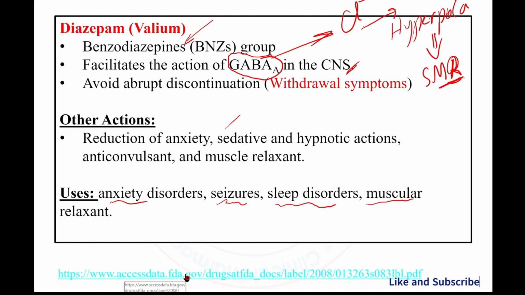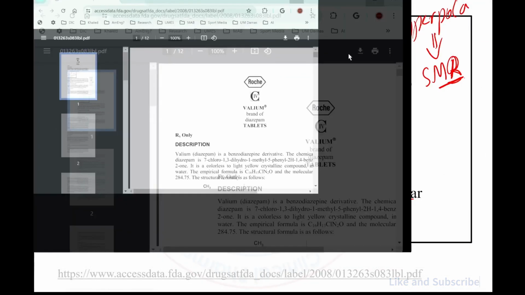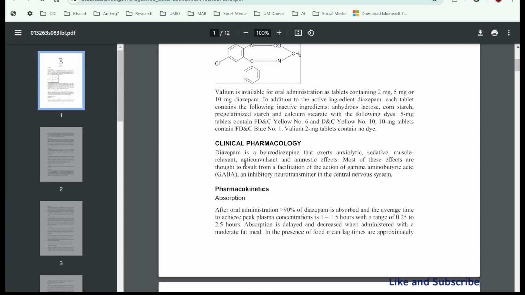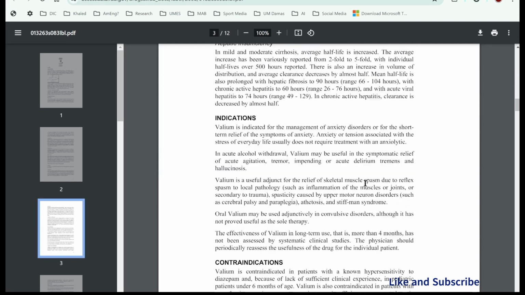Let us click on the link here, and this takes us to the drug prescription. This is 12 pages about diazepam. You can read it at your own time. With this link here, the volume for diazepam, how this medication works. You can see GABA here works as an inhibitory neurotransmitter in the nervous system. Scroll down to read information about indication.